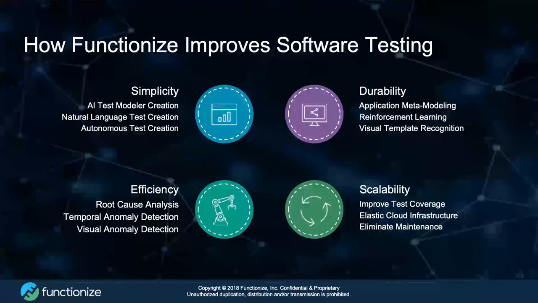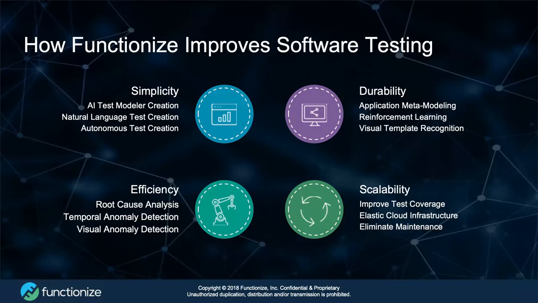So when you build that test, you should only be building it once, and then the system will take care of it. As your application evolves, maybe buttons move around, because we use a lot of different data, both visual data and time series data, those tests are not going to break as frequently, so that really reduces the maintenance of the tests. So that's basically what we do to improve maintenance.